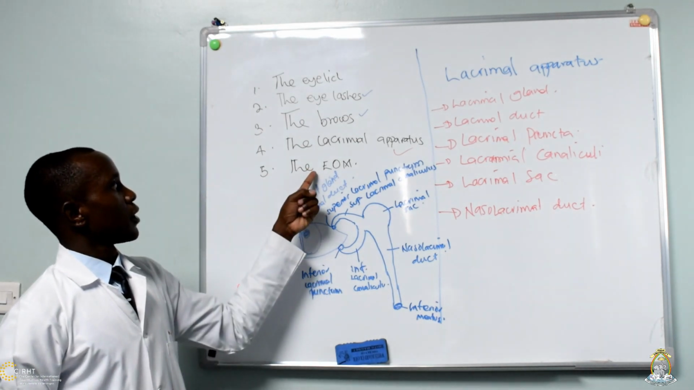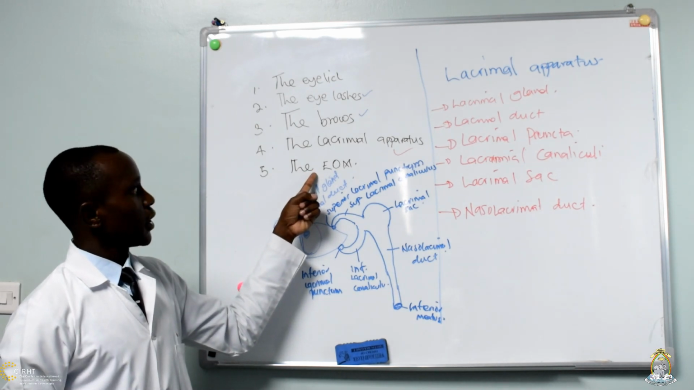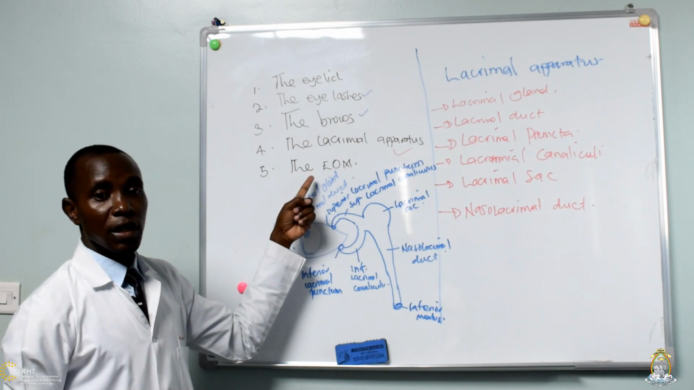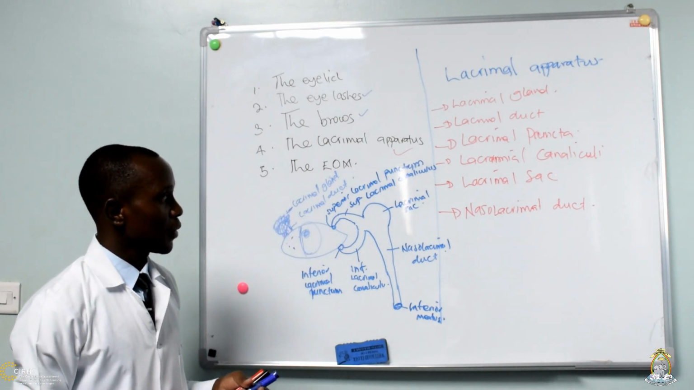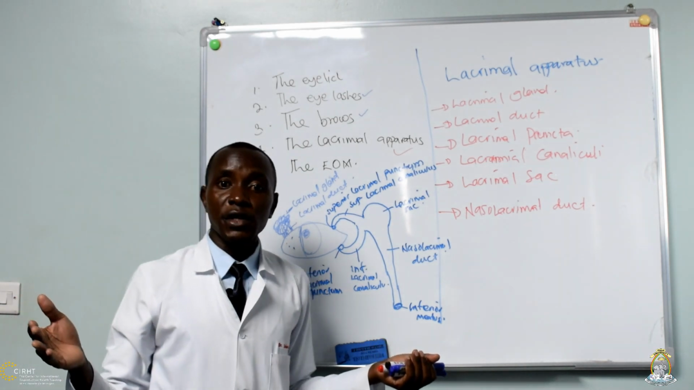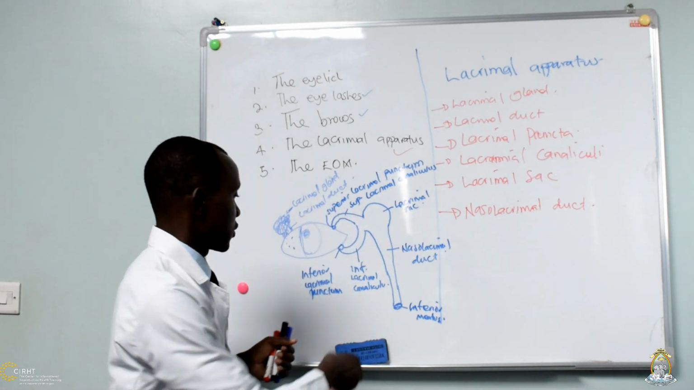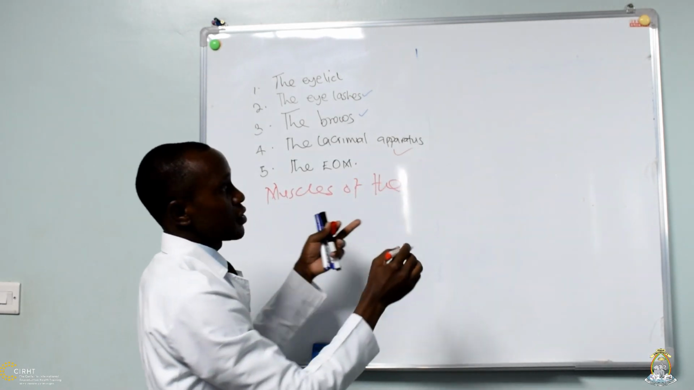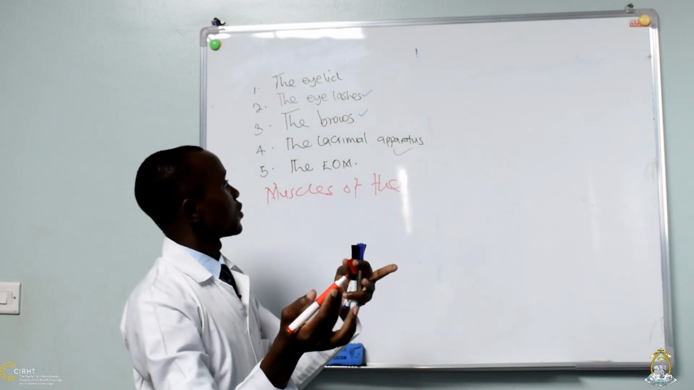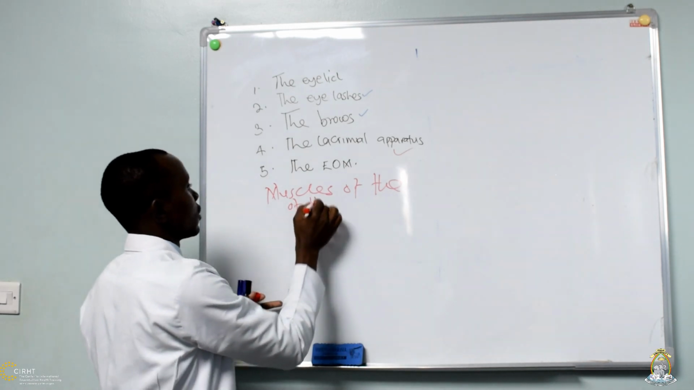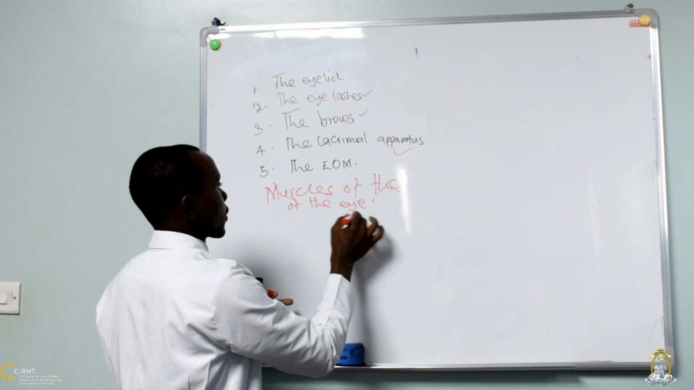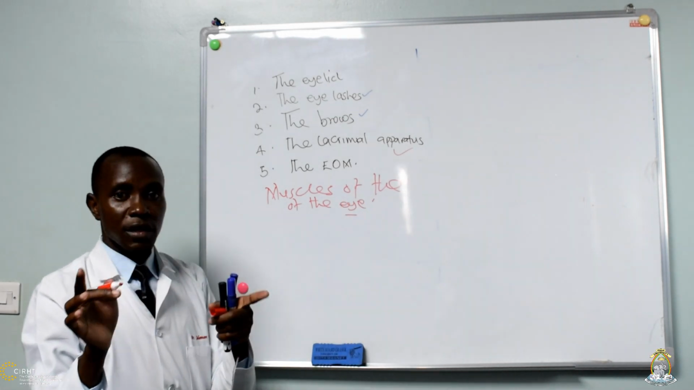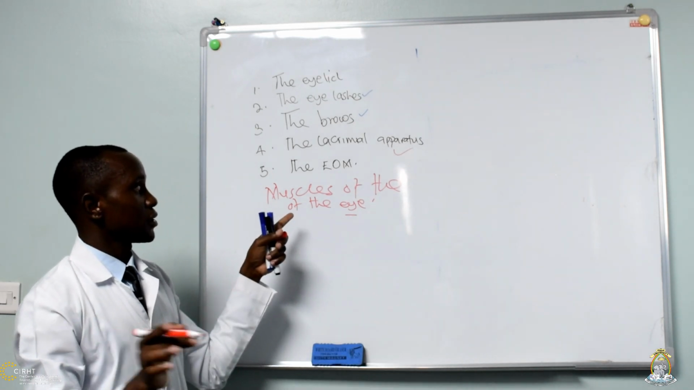Lastly, on the accessory structure of the eye, we have the eye muscles, especially the extraocular eye muscles. We also have the intrinsic eye muscles beside the extraocular eye muscles, okay? So let us look at the muscles of the eye, and this will mark our last discussion on the accessory structure of the eye. There are two groups of muscles of the eye. We have the intrinsic eye muscles and then the extrinsic eye muscles, okay?